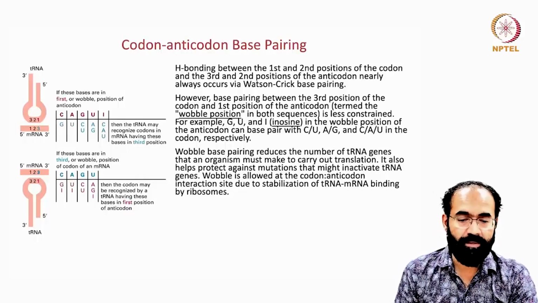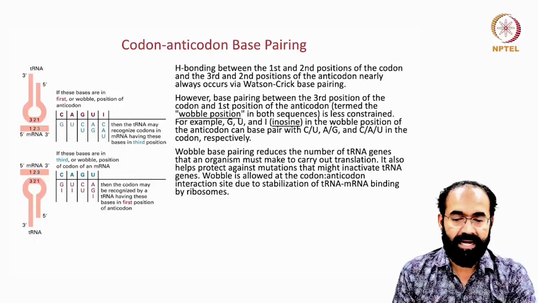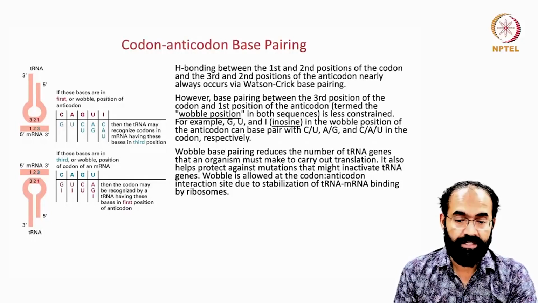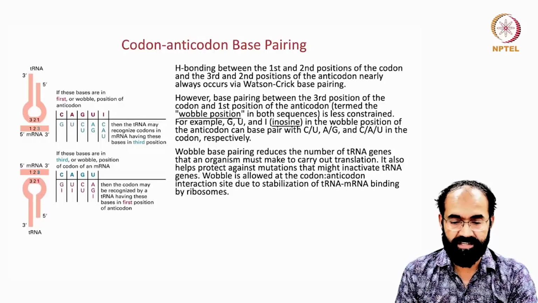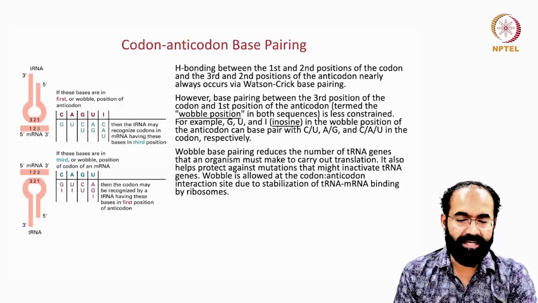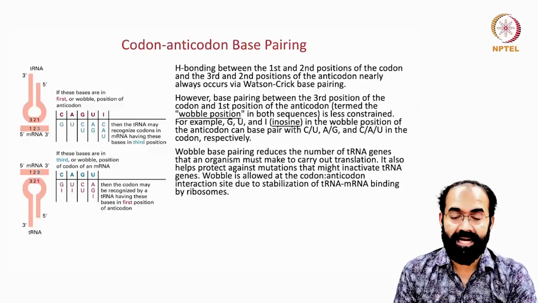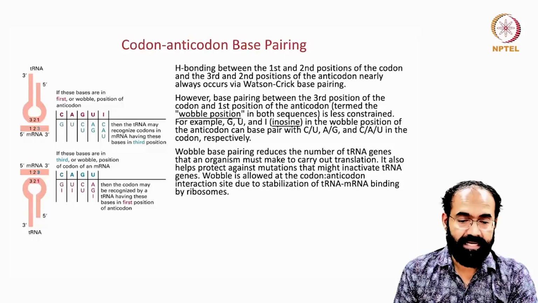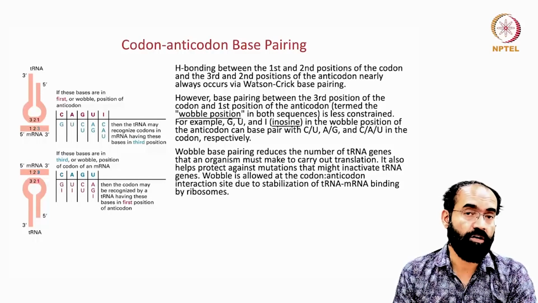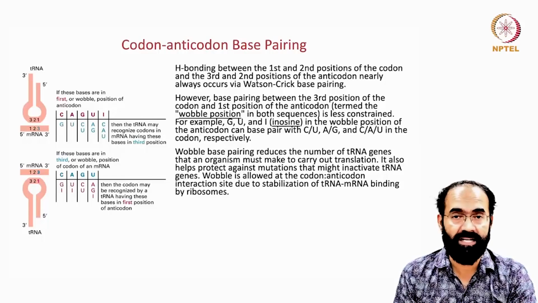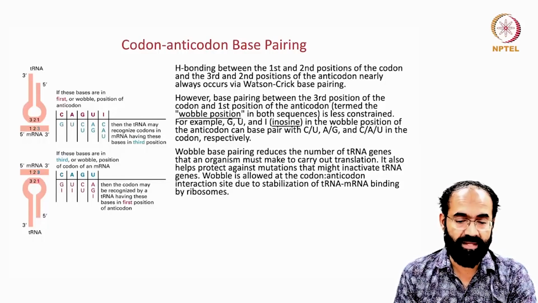So the wobble base pairing reduces the number of tRNA genes that an organism must have to carry out protein translation. It also helps protect against mutations that might inactivate tRNA genes. Some mutations can occur which can make some tRNA debilitated, so you want some protection from that.